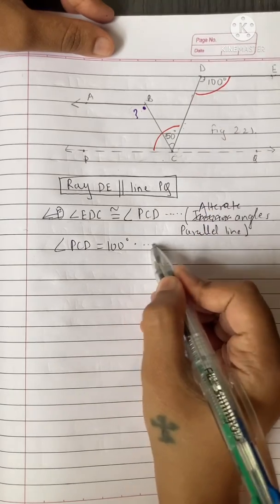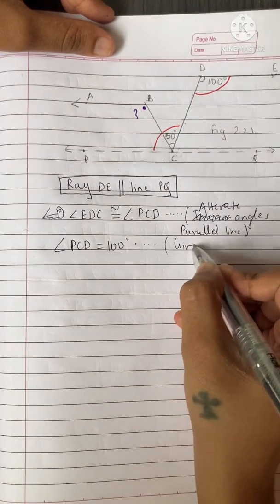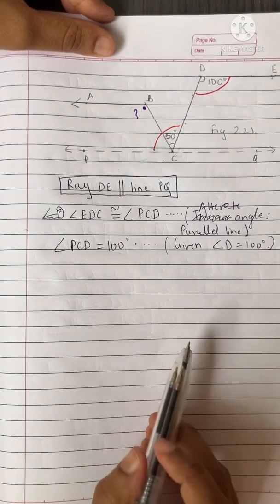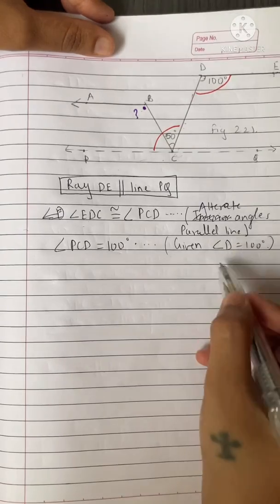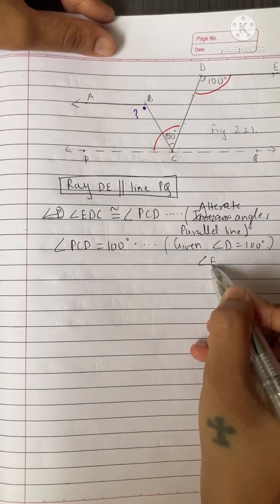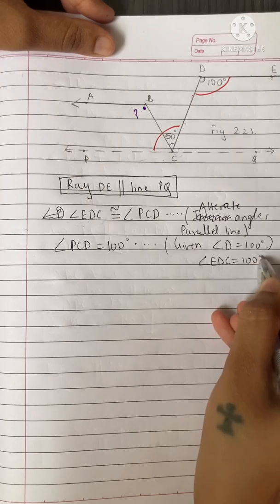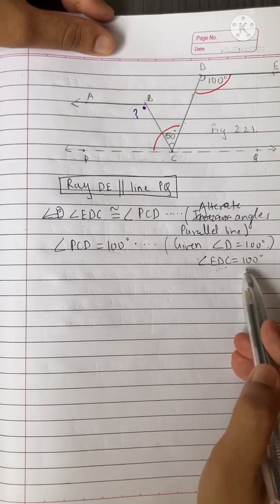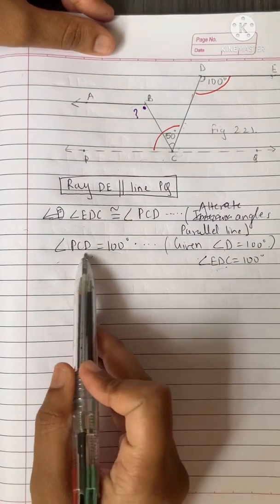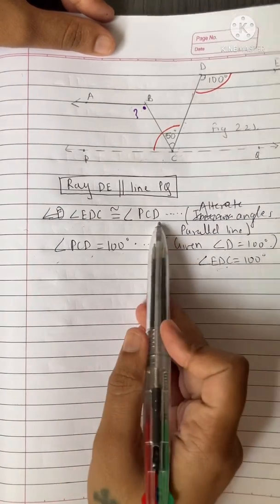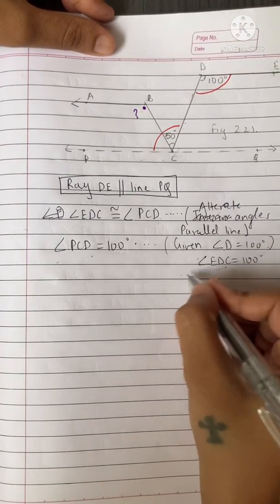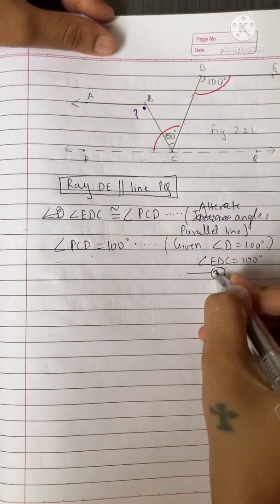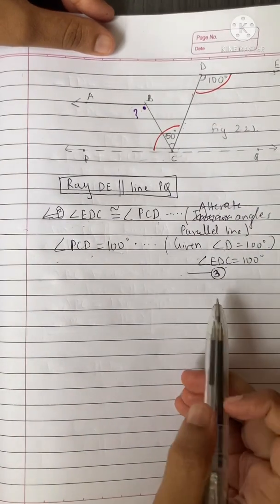Okay. Given angle D is equal to 100 degree. Okay, so angle D and EDC, angle EDC is the full form of the angle and angle D is the short form. Both are 100 degree. That's why PCD also becomes equal to 100 degree, because both angles are congruent. So give this as equation number 2. Sorry, not 1. This is equation number 2. Equations 1 and 2 we have already given earlier.